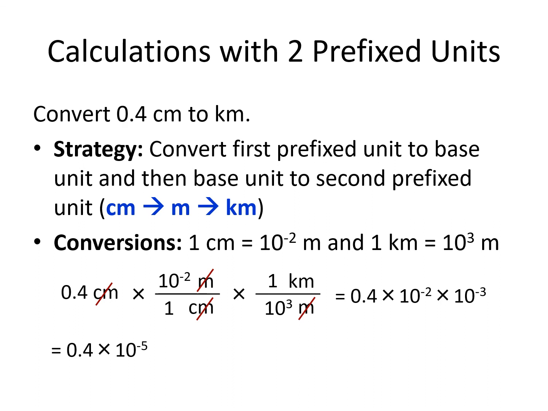I express this in proper scientific notation by moving my decimal over one place to the right. And since I am making that part larger, I need to make my power of 10 smaller to compensate. My number becomes 4 times 10 to the minus 6 kilometers.